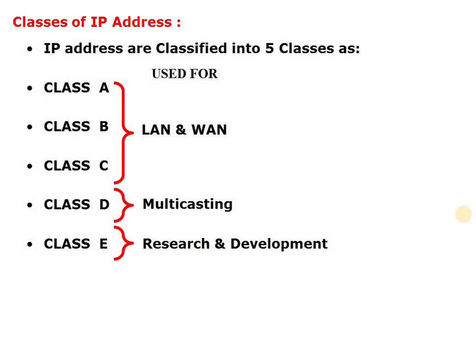Now, the classes of IP address. What are the IP address classes? The classes of IP address are divided into 5 categories: class A, class B, class C, class D, and class E. We will see here in more detail what the purpose is. Classes A, B, and C are used for LAN, local area network, and wide area network. Class D is used for multicasting, and class E is used for research and development.